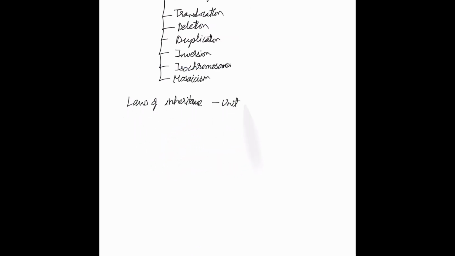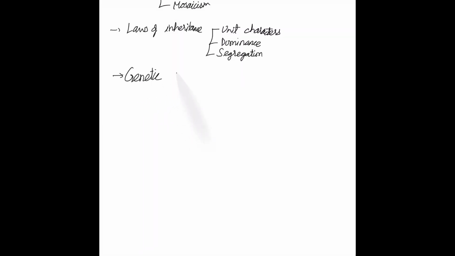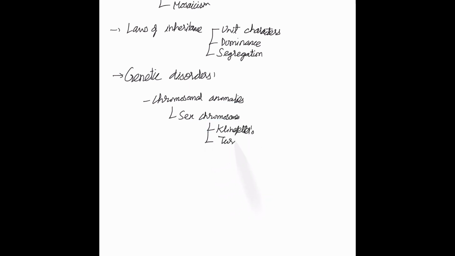Coming to the laws of inheritance, we have the law of inheritance of unit characters, the law of dominance, and the law of segregation. Then we have genetic disorders, which we study in detail. So chromosomal anomalies, we have disorders of the sex chromosomes. Two classics come to mind, that's Klinefelter's and Turner's syndromes. Klinefelter's syndrome deals with 44 autosomes and an XY genotype with extra X chromosomes.